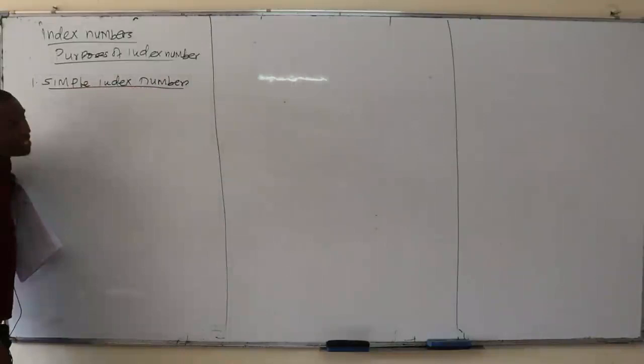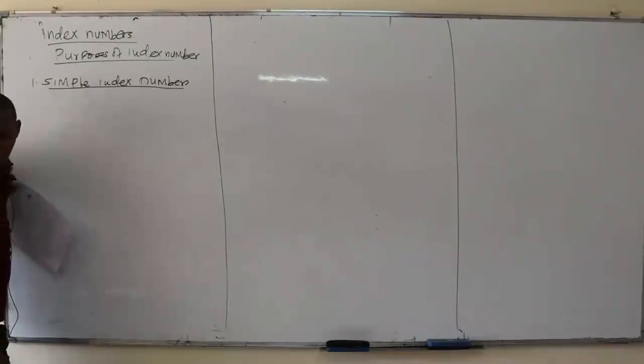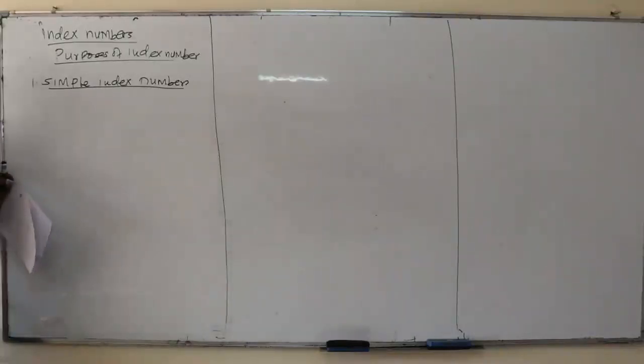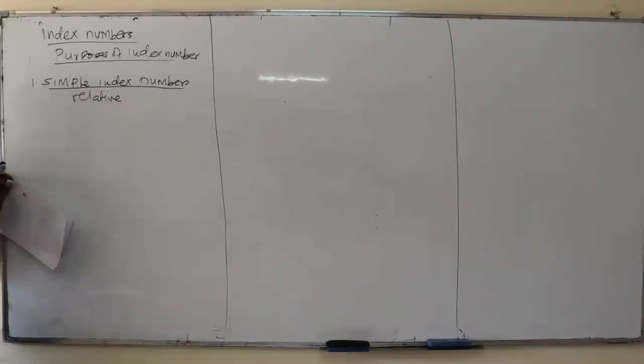You say an index number is said to be simple if it involves a single commodity. It is also known as a relative.